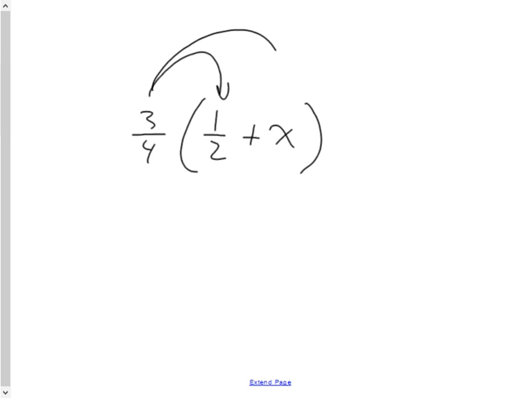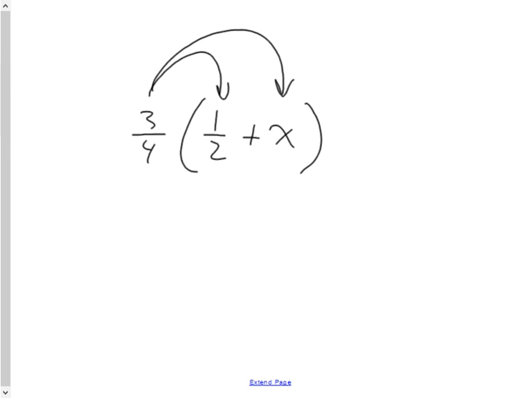Okay? So anytime you have an equation, even if it's something like this, if you had 3/4 multiplied by 1/2 plus x, this isn't an equation you'd see in grade 8, but it's something you could do because all you have to do is be able to multiply 1/2 by 3/4 and 3/4 by x.